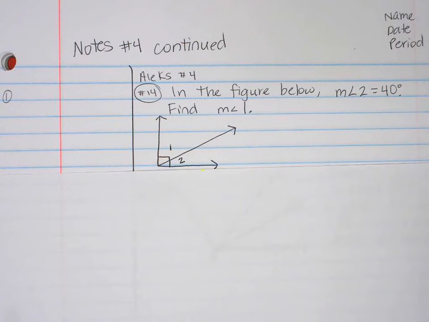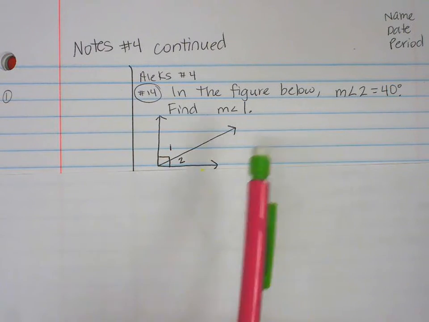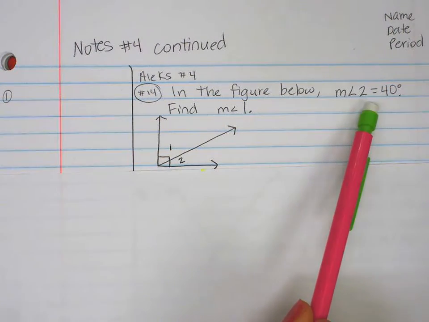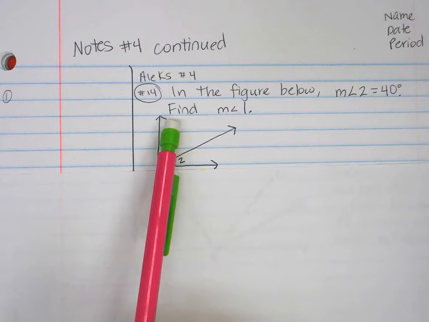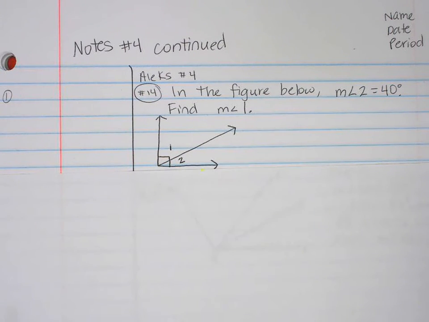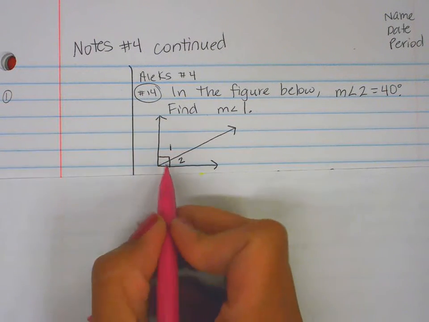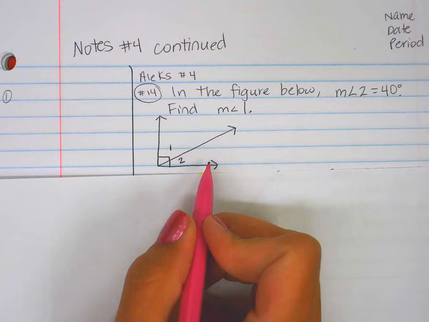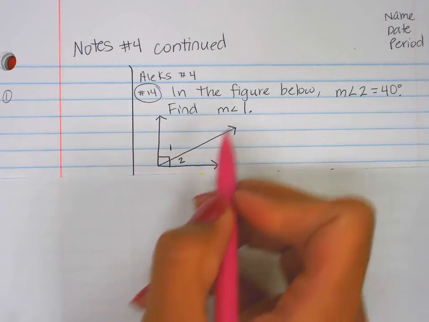So anyways, write this down. It says in the figure below, the measure of angle 2 equals 40 degrees. Find measure of angle 1. So you guys are probably pretty good problem solvers. I want you to just think, what do you know, given this diagram especially, and how can you find the missing angle?